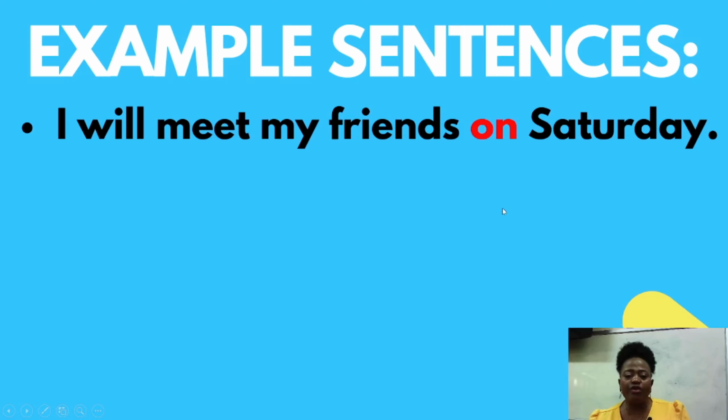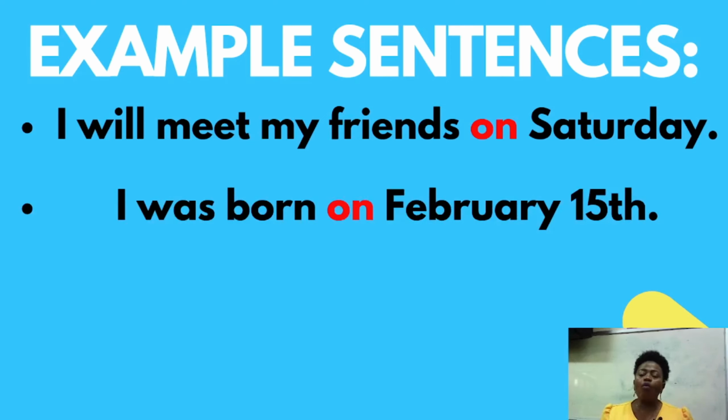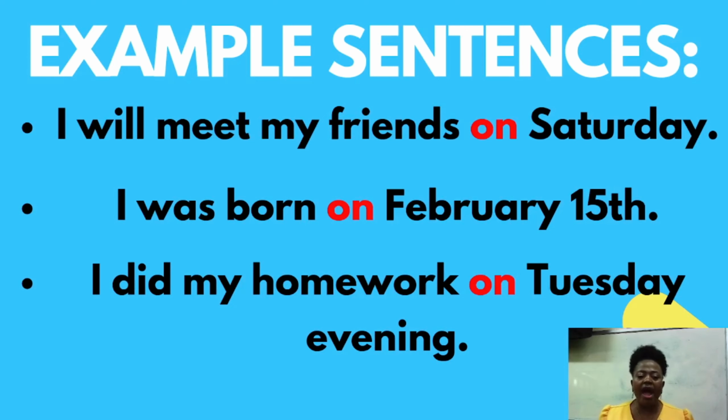And the next thing that you need to look at are the examples. What are the example sentences of on usage? One: I will meet my friends on Saturday. The next one is I was born on February 15th. And next we have I did my homework on Tuesday evening. So you see that we have talked about the day, the date, and the part of the day.